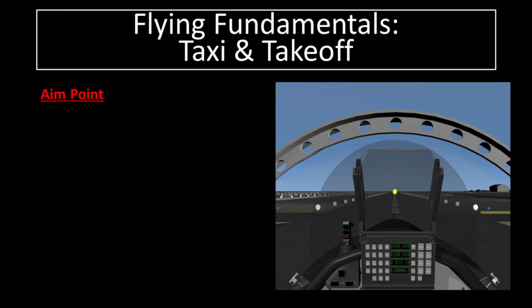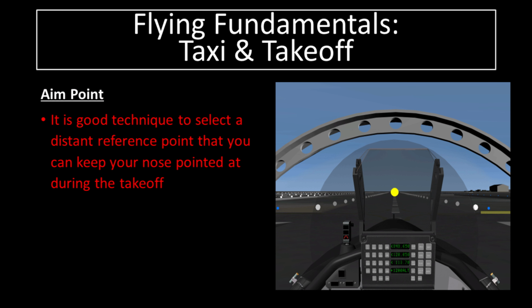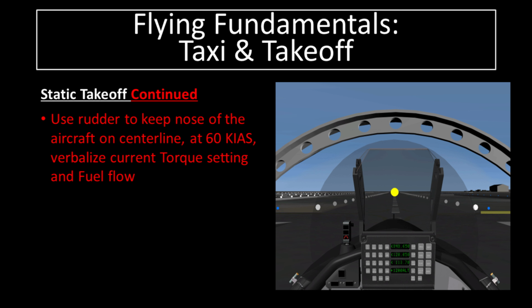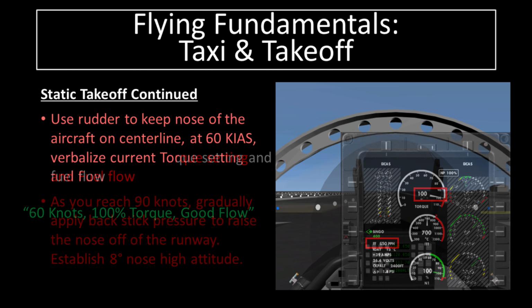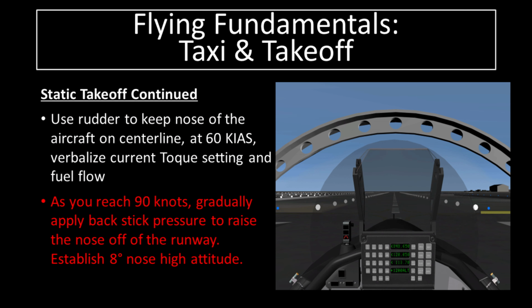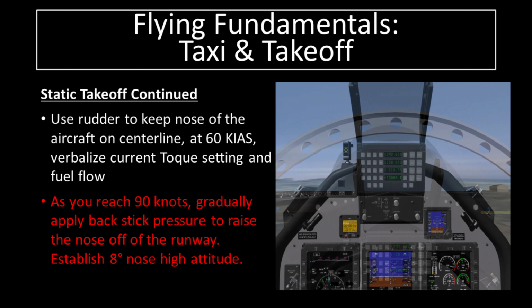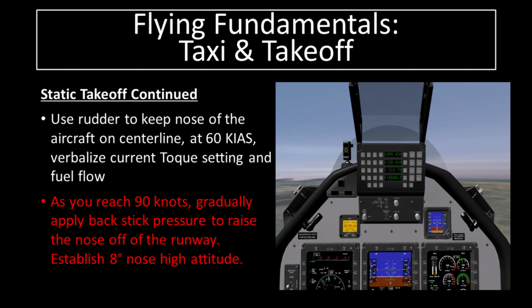Due to the high performance of the T6, locate a reference point at the end of the runway to ensure proper tracking of runway centerline throughout the takeoff roll. As the aircraft gains airspeed down the runway, continue to use rudder as necessary to maintain runway centerline. At 60 knots, verbalize current torque setting and verify proper fuel flow utilizing the following response. 60 knots, 100%, good flow. At 90 knots, apply gradual backstick pressure and position the nose to takeoff attitude, approximately 8 degrees nose high. Allow the aircraft to fly itself off the deck.